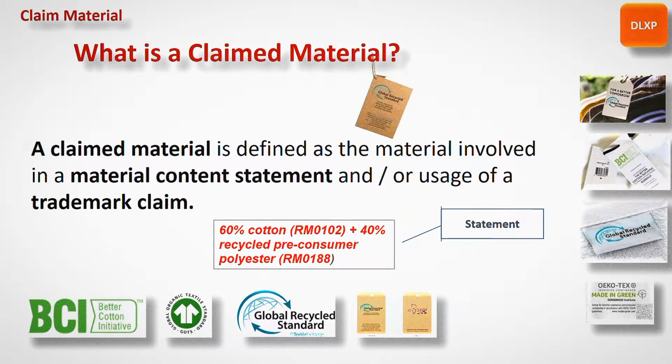For instance, here we can say in a box mentioned over there in red bold color, it shows 60% cotton plus 40% recycled pre-consumer polyester. Here the statement claims about the raw material of the product, which shows that the 40% recycled pre-consumer polyester is the claim material used in the product.